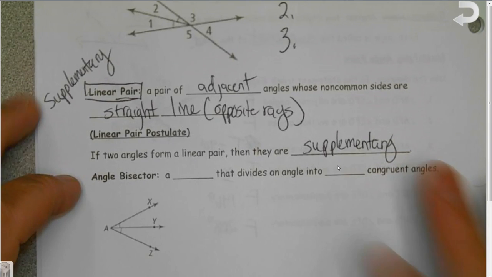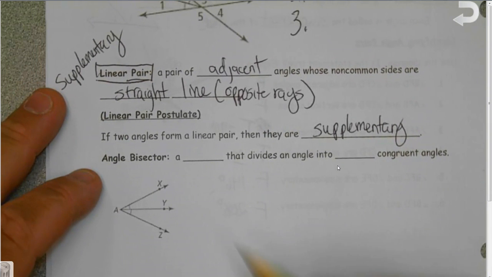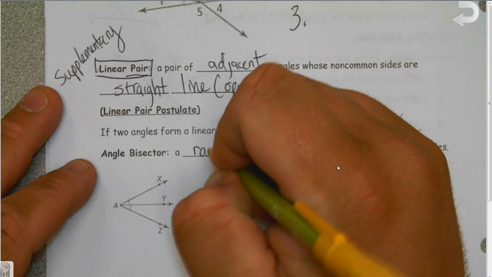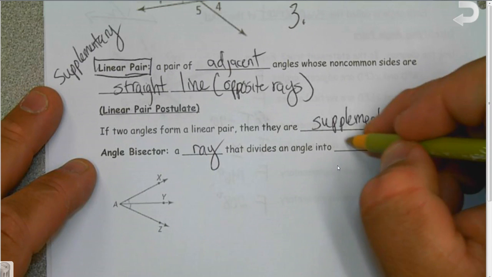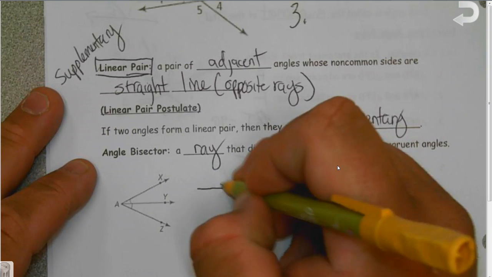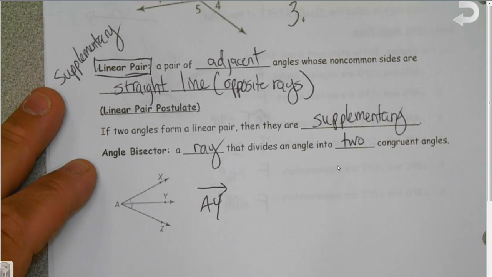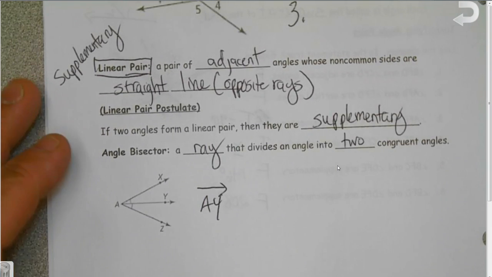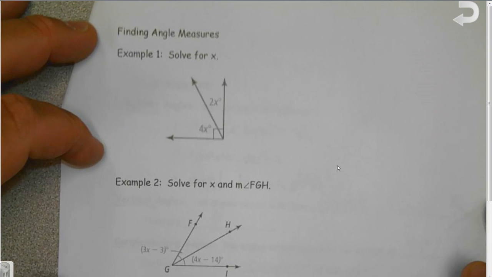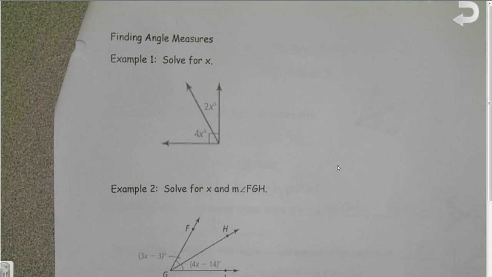Alright. Now, when we have an angle, and we talked about this yesterday, we can bisect it. A ray that divides an angle into 2 congruent angles is an angle bisector. So ray AY in this picture is an angle bisector. Now, all of this goes into play, and we can use this information to find angle measures.